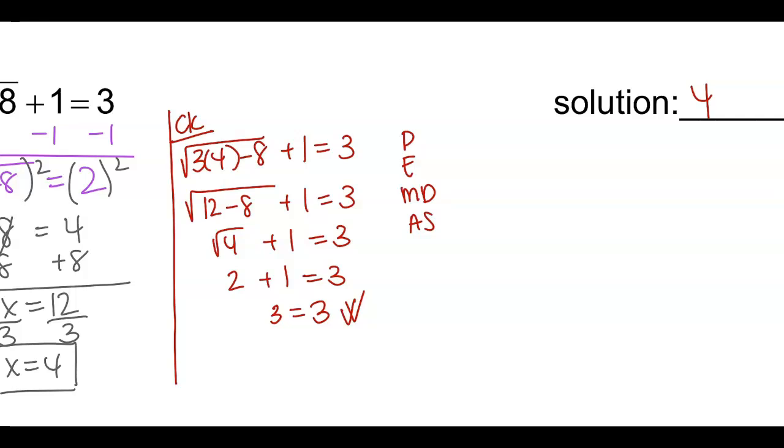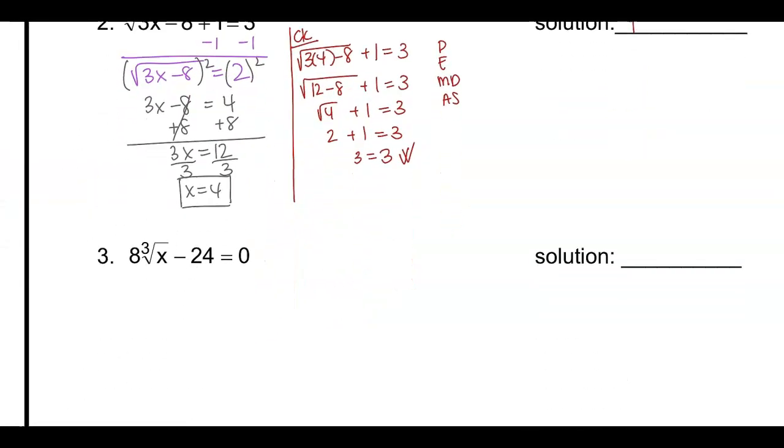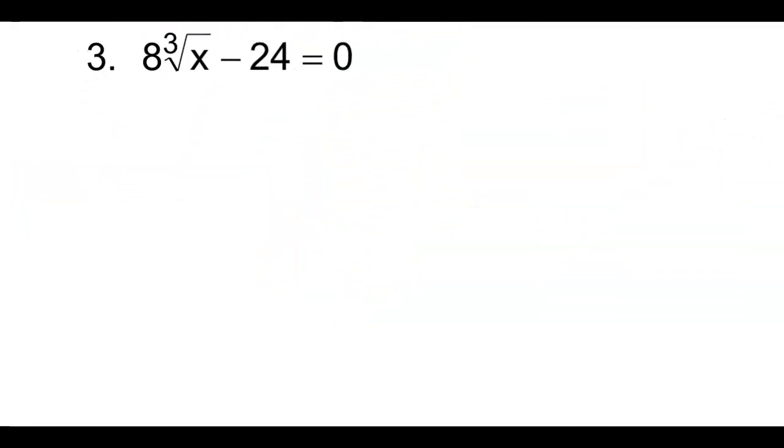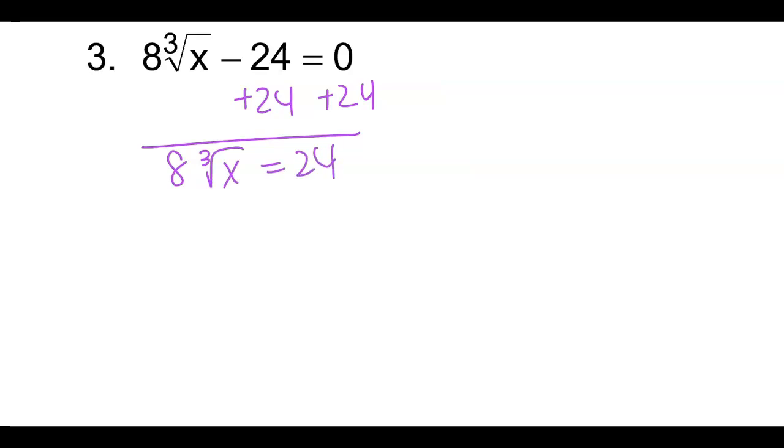All right, let's go ahead. Same process. We're just going to look at question 3 right underneath. It's a little different because it has a cube root, but we're still going to be able to solve it. Chris, what's the first thing I should probably do? Add 24. That's a good start. Let's add 24 to each side. So we're going to make this 8 cube root of x is going to equal 24.